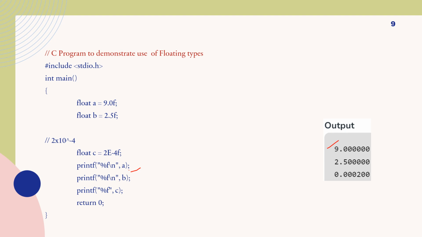And the second statement is float B = 2.5f, and if we request the compiler to print B, you get the output as 2.500000 with the proper precision. And here you can also give exponential float values like 2 times 10 power minus 4, and it is written like this: float C = 2e-4f. And if we ask the compiler to print, it gives you the value of C as 2 times 10 power minus 4.